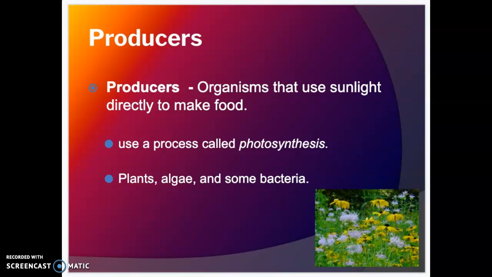Producers are organisms that use sunlight directly to make food. So they use a process called photosynthesis. Photo means light, synthesis means to make, so they make energy from light. Some examples of producers are plants, algae, and some bacteria, right? So in the summer, you go out to the lake, lots of green film on the lake. Algae is making lots and lots of carbohydrates from sunlight and water and carbon dioxide.